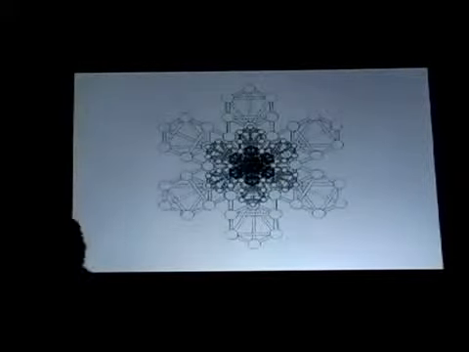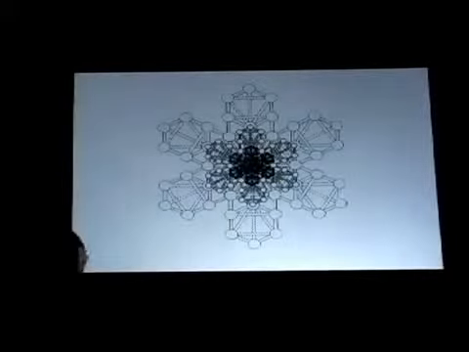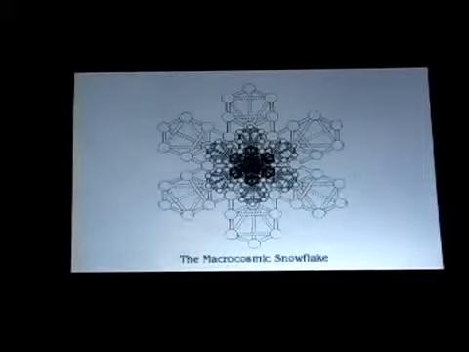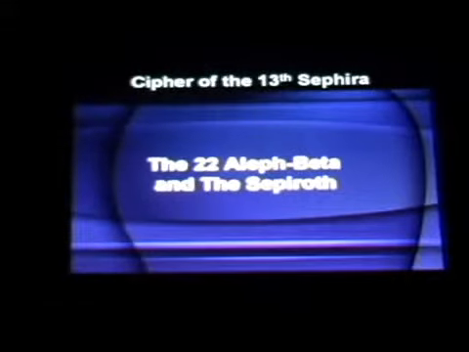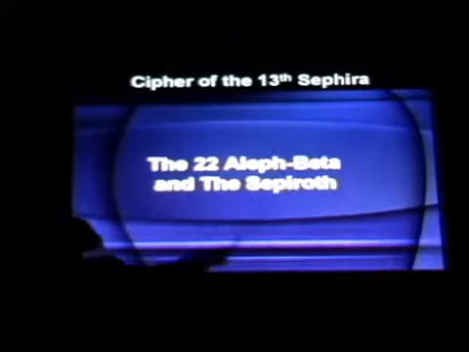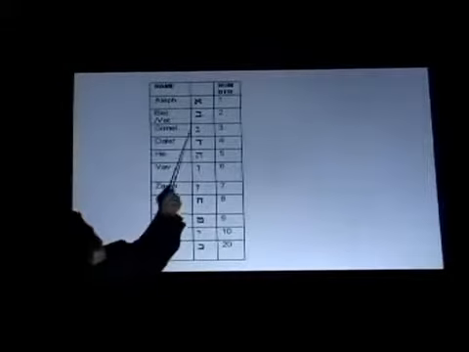Next. This is the exponential progression of the Sephirothic tree. What does it look like? It looks like the macrocosmic snowflake. So everything that you could study that has a geometric form to it, from the blood cell all the way out to the snowflake, all the way out to planets, all the way out to gods, all of them have their root in this symbolism. Next. The 22 Aleph Beth of the Sephiroth. Next. Listen carefully. Look well at these symbols.